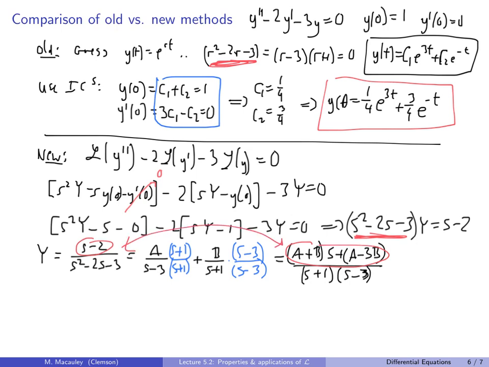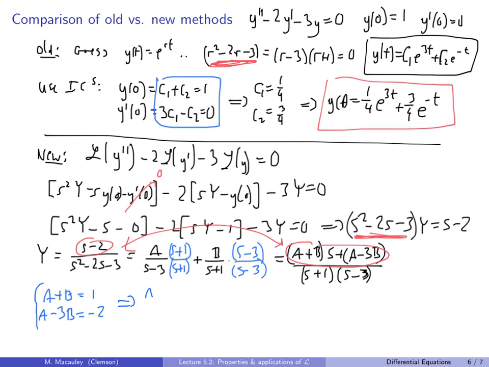So the coefficient of s better be a plus b, so in other words, that means that we have a plus b equals 1. And then the constant term, which is a minus 3b, better be equal to negative 2. So we get a minus 3b has to be equal to negative 2. And notice the similarities between this system and this system. They look very similar, and of course they're going to have the same set of solutions.